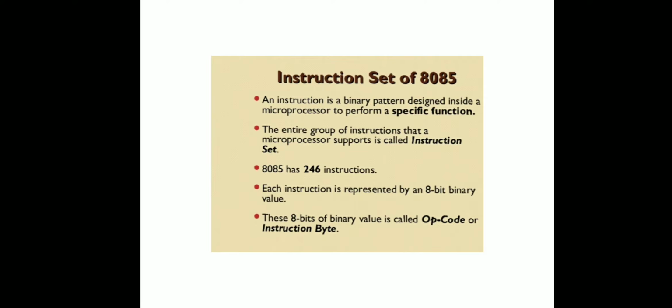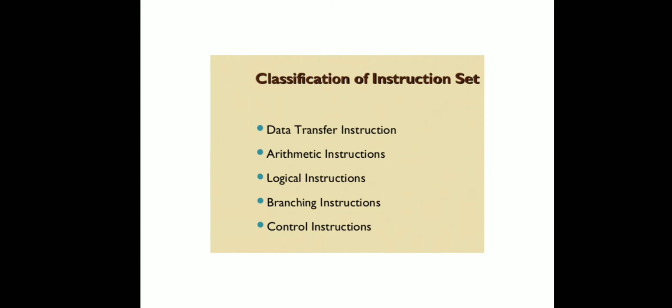As we know, 8085 is an 8-bit microprocessor, and it has 256 instructions. Each instruction is represented by 8-bit binary values, and these 8-bit binary values are called opcode or instruction byte. The instruction set is divided into the following sections: data transfer instructions, arithmetic instructions, logical instructions, branch instructions, and control instructions.